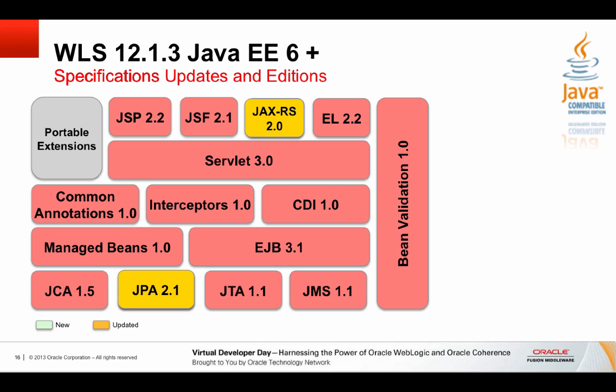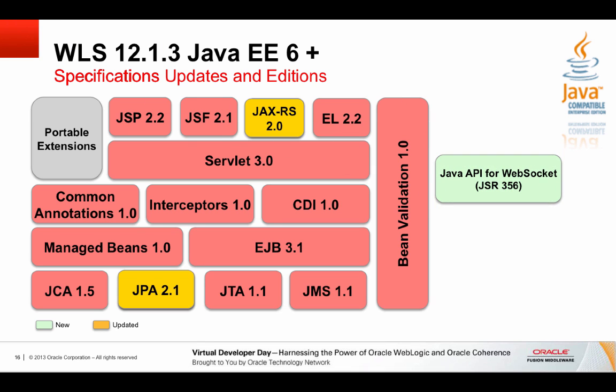That involves, in this case, providing an update to the JAX-RS support. As of this release, we'll be providing support for JAX-RS 2.0 based on the Jersey implementation. And we're also providing a way to upgrade, support and use the JPA 2.1 specification through Eclipse Link 2.5. So those two things will be able to be enabled on your WebLogic Server 12.1.3 installation if you desire.